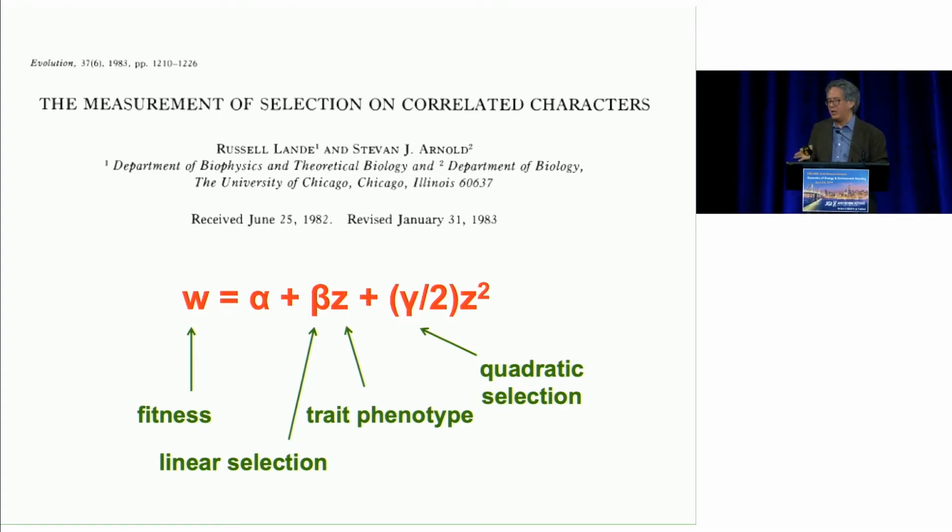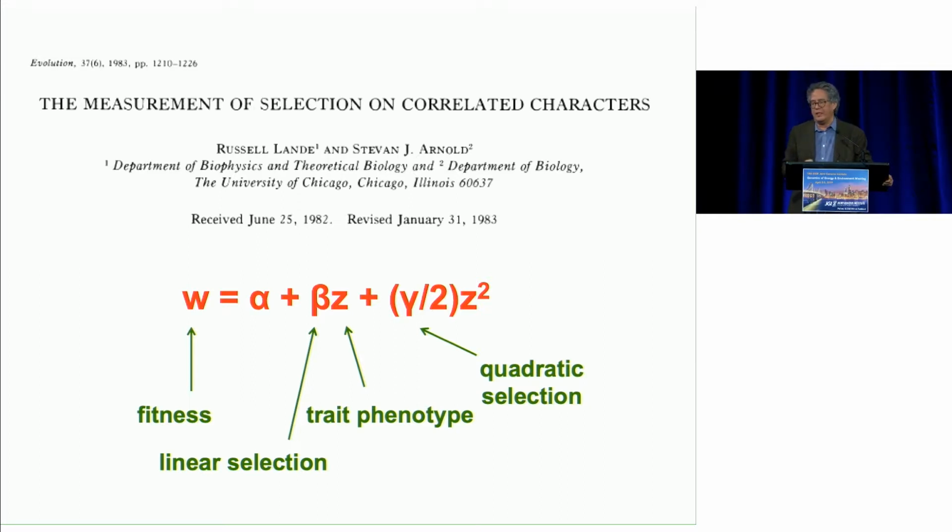Now, Lande and Arnold had this paper in 1983, which really was a landmark paper. There's about 5,000 citations of this paper. And basically what it said is, prior to this, when evolutionary biologists such as myself talked about selection, frankly, we didn't quite know how to measure it. And what they did was they came up with a way to measure it. And so instead of us just kind of guessing whether this trait is under positive selection or negative selection, they said, let's measure it, and we can see what is the selection acting on that trait.